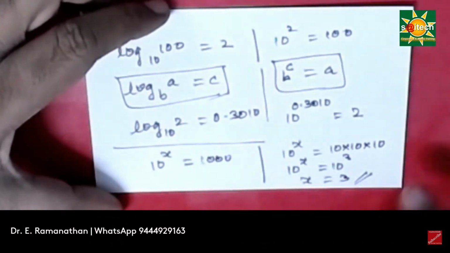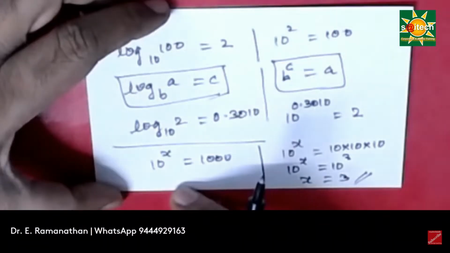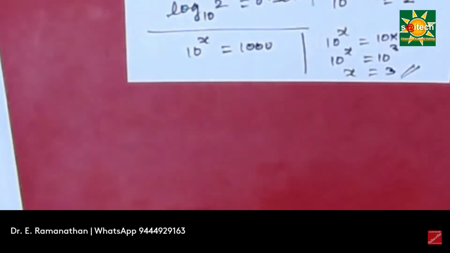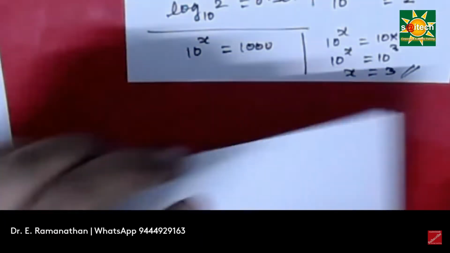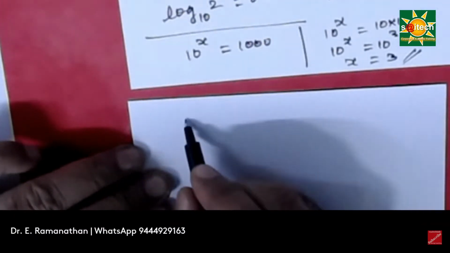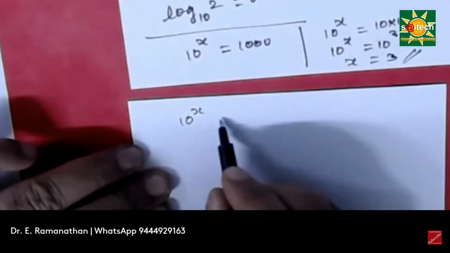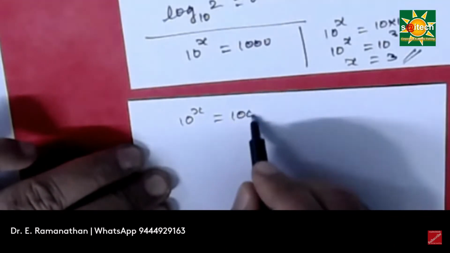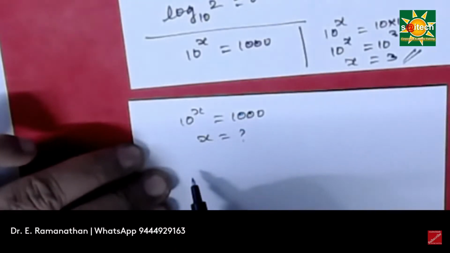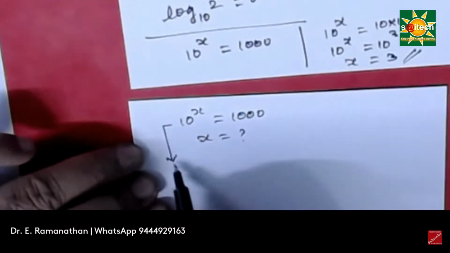Got it? Now let me apply the logarithm for this. Shall we? Right. So let us consider 10 power x is equal to 1000. Find out the value of x. What we are supposed to do? Take logarithm on both sides.